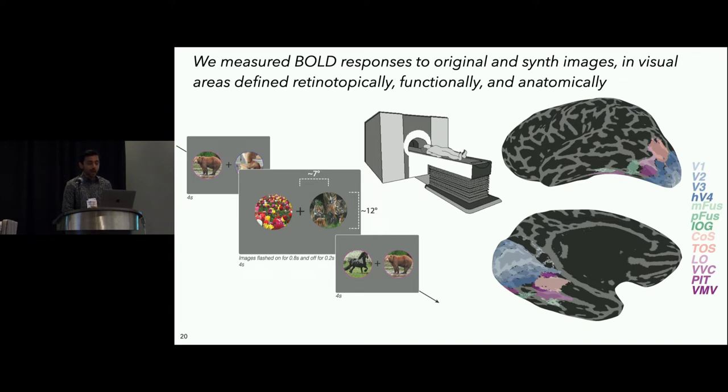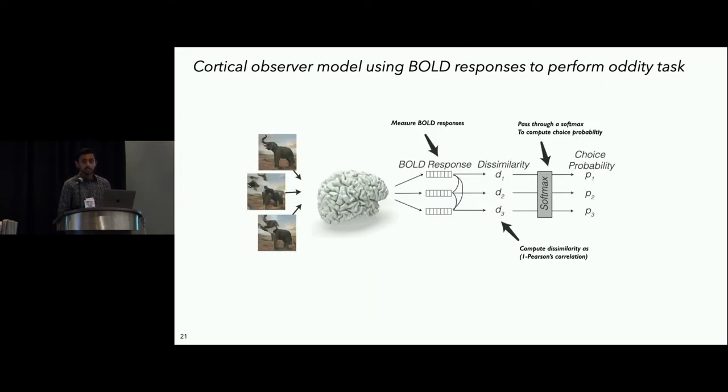So subjects were passively viewing the images while performing a color discrimination task at the fixation cross. That's going to be really important later on, so hold on to that. And we performed retinotopic mapping to define early visual cortical areas, as well as a functional category localizer to define high-level category selective regions. And similar to the DCNN models, we constructed an observer model that makes use of cortical BOLD responses to perform this three-way oddity task.